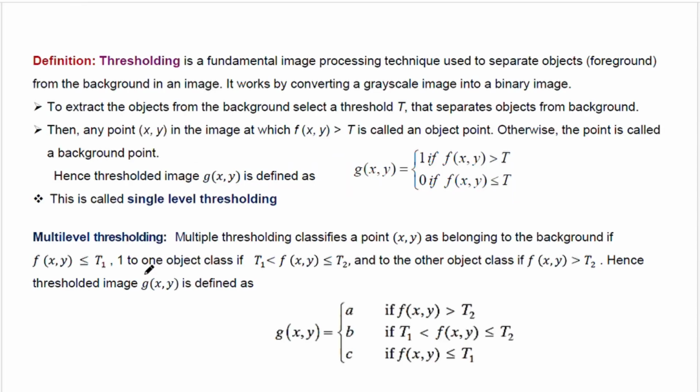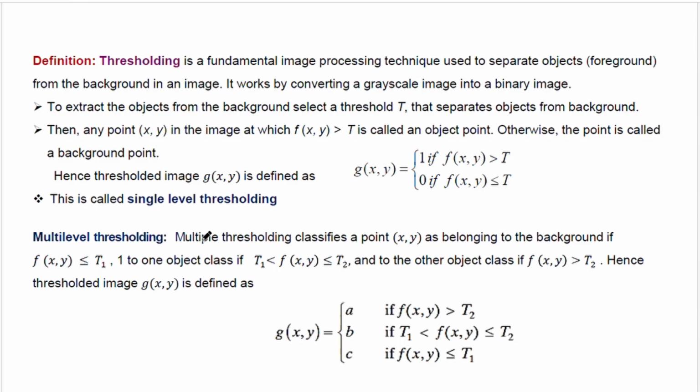Coming to the definition, thresholding is a fundamental image processing technique used to separate objects, called foreground, from the background in an image. It works by converting a grayscale image into a binary image. What is thresholding? It is used to separate the foreground and background. We know in the foreground there exist objects, so thresholding is used to separate the objects from the background. The image will be converted into binary from its grayscale form when you apply thresholding to an image.